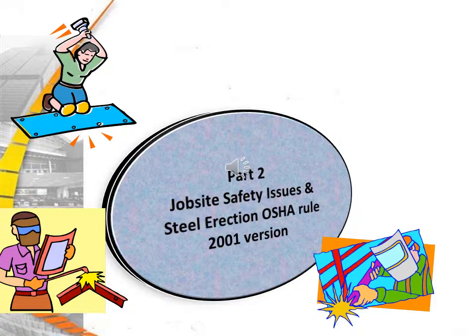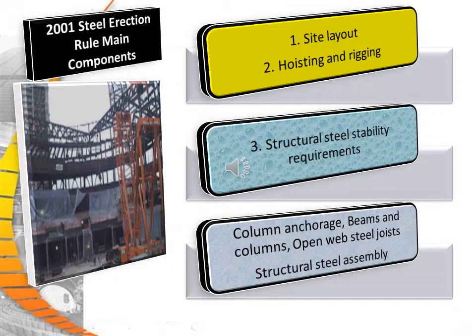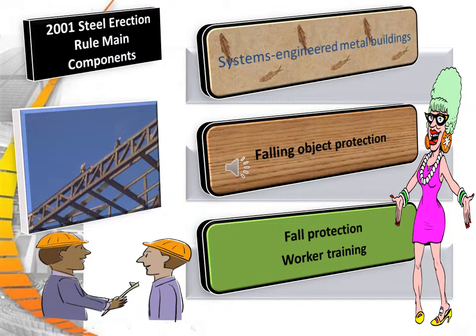Part 2. Job site safety issues and the steel erection OSHA rule. The main components of this rule cover site layout, hoisting and rigging, and structural steel stability requirements, such as column anchorage, beams and columns, open web steel joists, and structural steel assembly items. They also cover systems-engineered metal buildings, falling object protection, fall protection, and worker training.